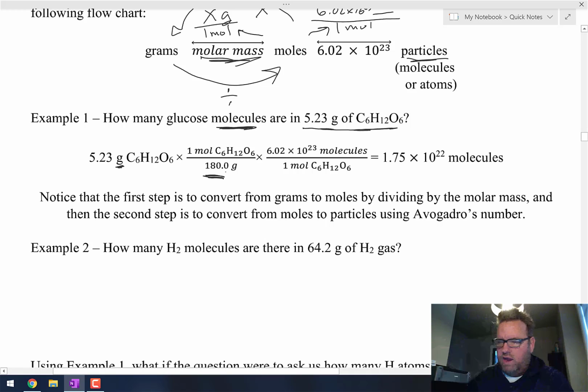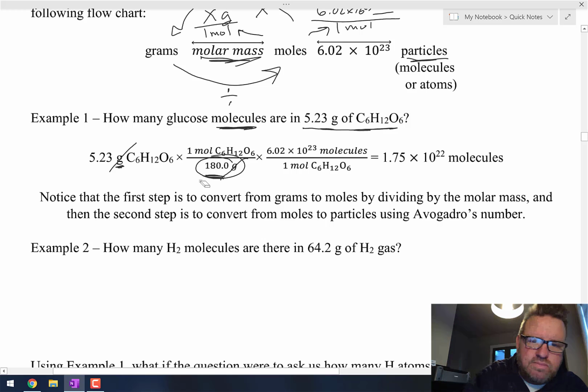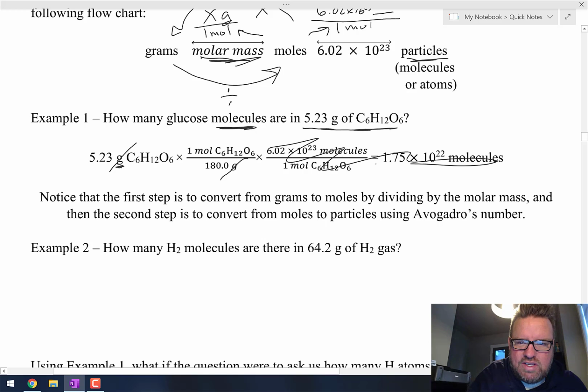So I go to the periodic table, I look up the mass of carbon and multiply it by 6, as we've done in our previous videos, the mass of hydrogen times 12, the mass of oxygen times 6. I add them all together and I get 180 grams per mole. And again, notice I put grams on the bottom so that those grams will cancel. So now I've got moles. If I were to stop right now, my answer would be in moles of glucose.